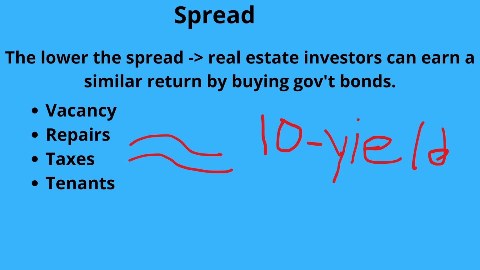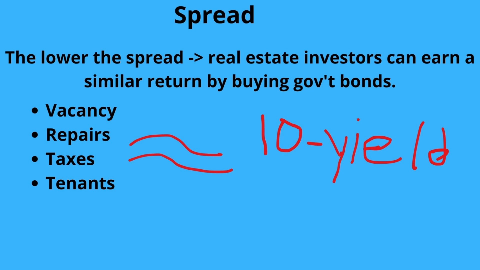So the lower the spread, the lower the difference between the 10-year or even a certificate of deposit and what an investment property provides, the lower the probability that you're going to go to real estate. Because why would I go into real estate to make only 1.5% more in yield when I have to deal with vacancy, repairs, taxes, insurance, natural disasters, and managing tenants? It's a no-brainer. If the spread is lower, I'll just go and buy a bond.